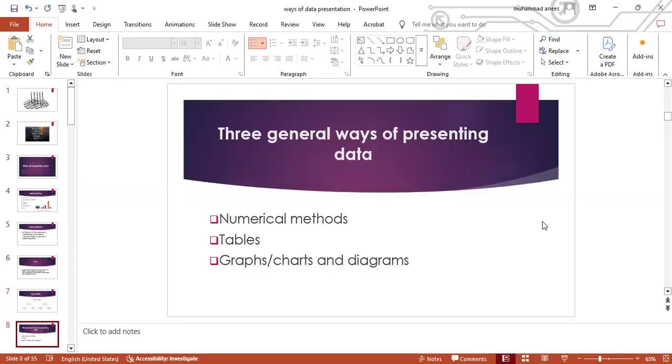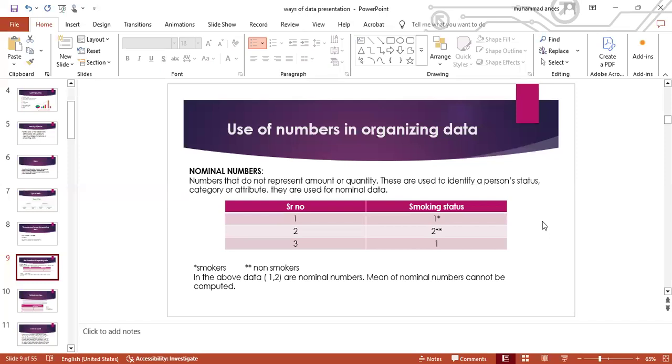Now, there are three general ways of presenting data. One is numerical methods, two is in the form of tables, and three is in the form of graphs, charts, and diagrams. So moving on to the first method, use of numbers in organizing data, nominal numbers. These are numbers that do not represent amount or quantity. They are used to identify a person's status, category, or attribute, and they are used for nominal data.